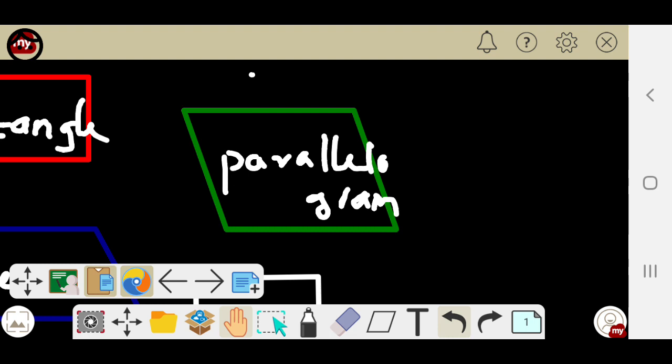Then among these all, first we have to understand that in a parallelogram, opposite sides are parallel. Yes, while naming, if the sides are A, B, C, D, what we can tell is AB parallel to CD and AD parallel to BC. Two pairs of parallel sides. Yes, that's the first property of this parallelogram.